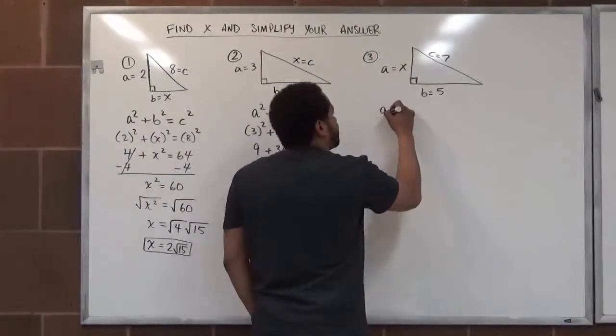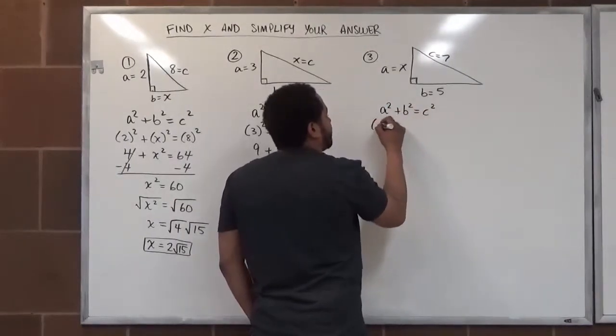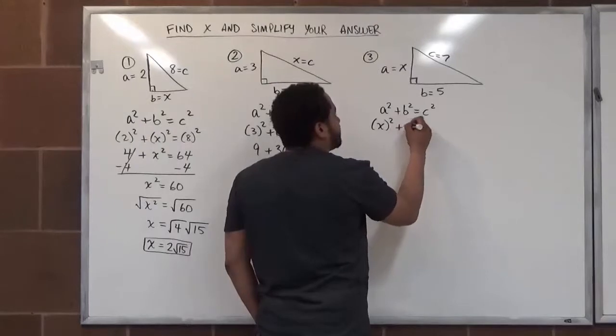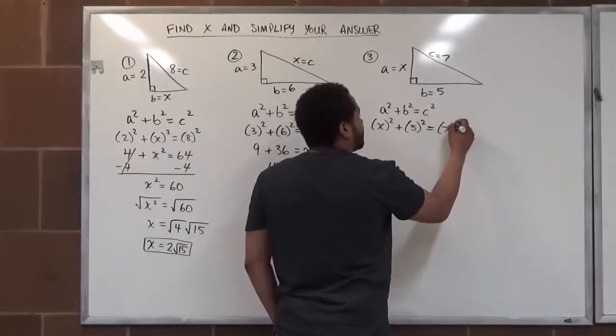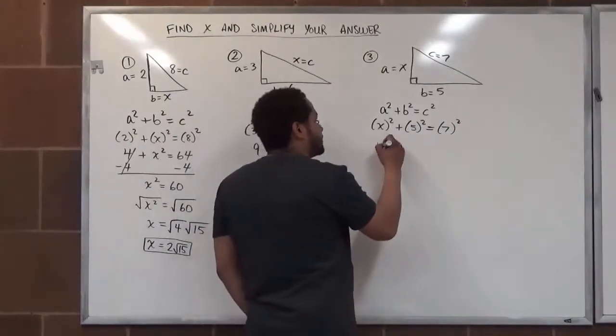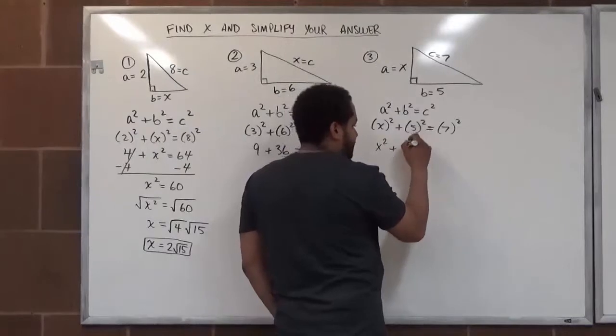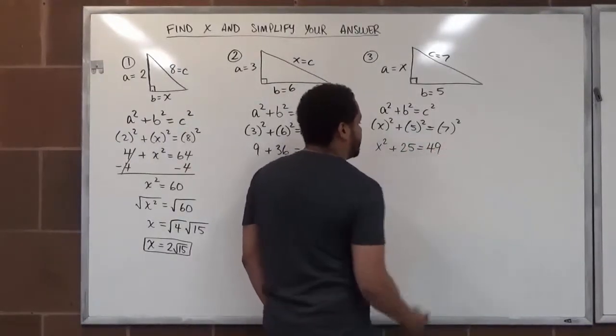And now we have A squared plus B squared is C squared. Our A value is just x being squared, our B value is just 5 being squared, and our C value is 7 being squared. So now we're going to take x and square it, plus 5 being squared is 25, and 7 being squared, that's 49.